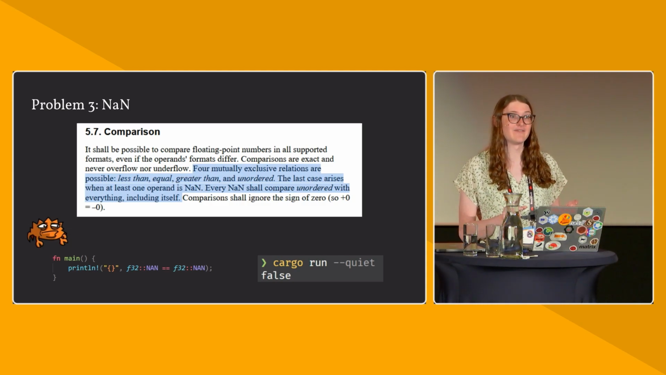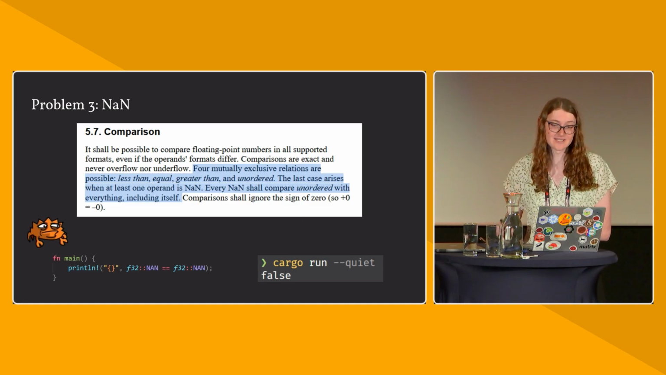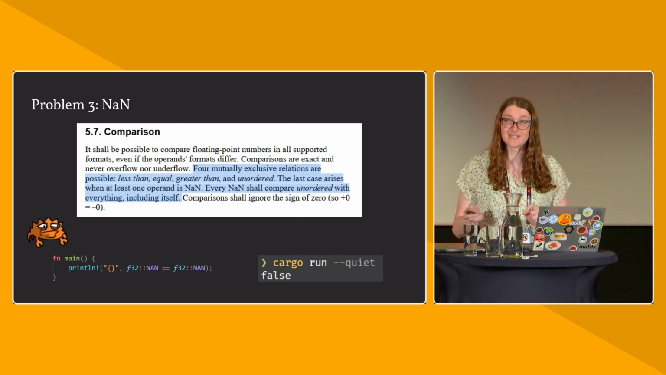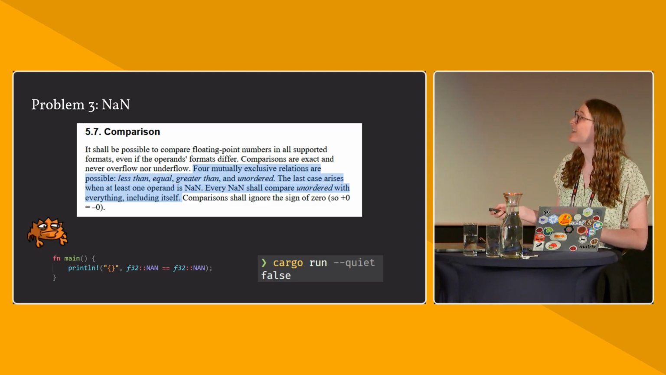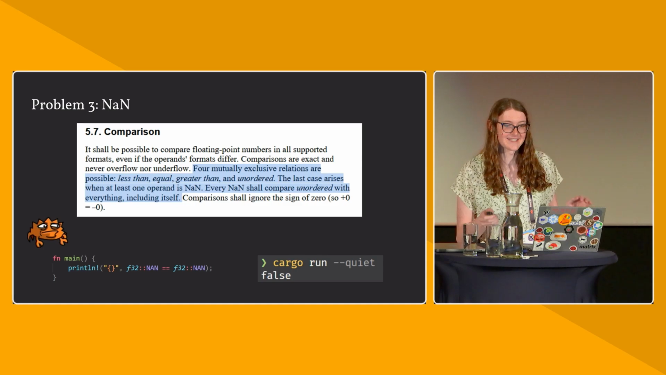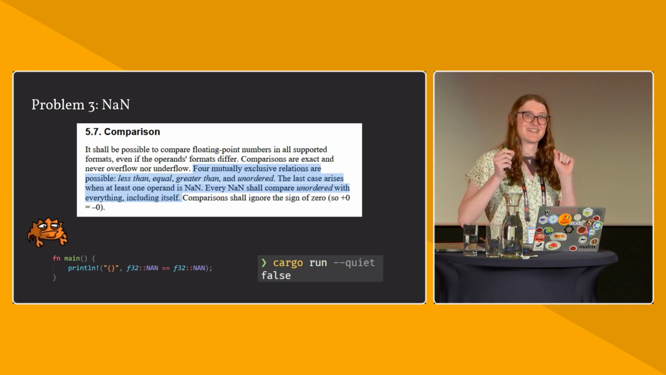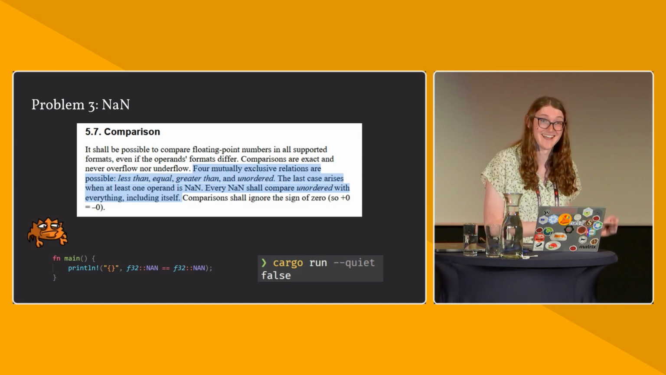Even if you have two NaN values which are bit for bit identical, they are still considered non-equal. And you can see that borne out in the Rust here. NaN equals NaN, false. As a bonus fun fact, if you actually try to do this in Rust, the compiler yells at you because this is not a valid way to compare NaNs.